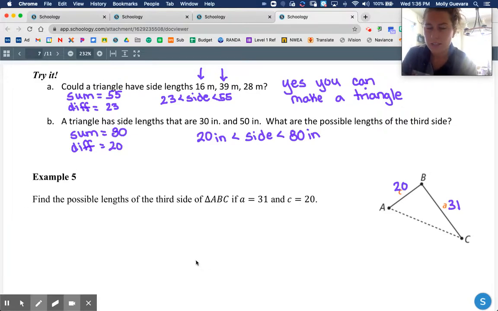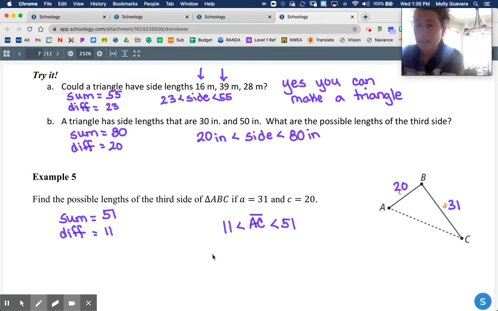All right, so hopefully you've done it and we can just go over it now. Again, I want to find the sum. So if I add these numbers together, I get 51. And if I subtract these numbers, I get 11. So that tells me that side AC has to be between 11, and I actually know the side length name, so I can do that, and 51. So AC has to be between 11 and 51.